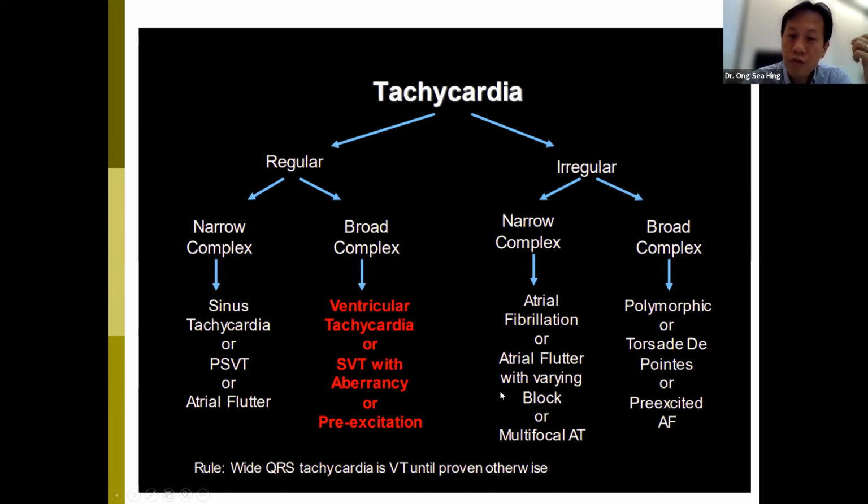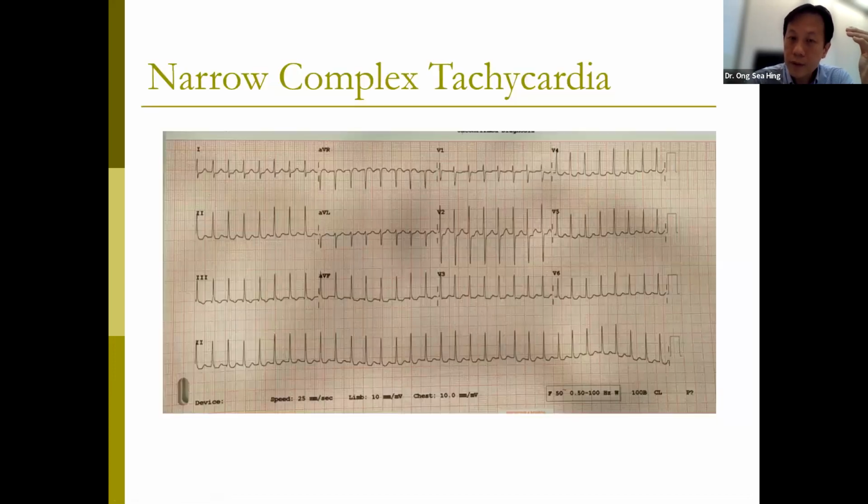Okay, and then if the rhythm is irregular and narrow complex, then you have to think about atrial fibrillation or flutter with varying block. And just now, I showed you an irregular tachycardia with broad complex. Then you've got to think about pre-excited AF. That means Wolff-Parkinson-White with AF, or sometimes torsades or polymorphic VT can sometimes be a little bit irregular. Okay, so these are some of the things that you have to think about. Now, in theory, it's easy, but in practice, sometimes it's quite difficult to determine what is what.